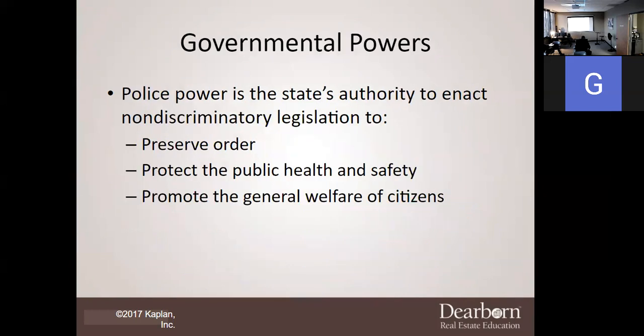Okay. Now, with that being said, the very first thing that we're going to start off with is going to be the governmental powers. Of course, in this situation, we're going to start off with police powers. Okay. And so what I would like you to do, if you've got your notes, definitely would recommend you take your notes out.